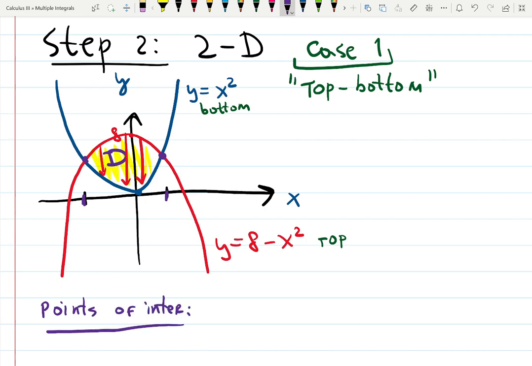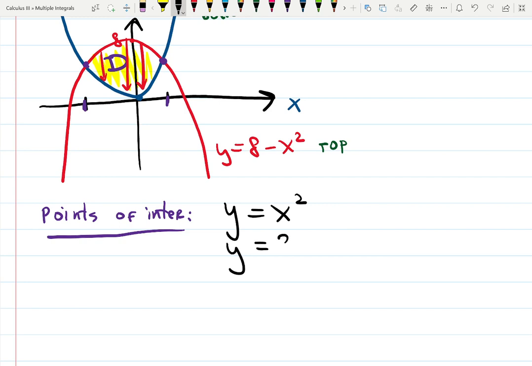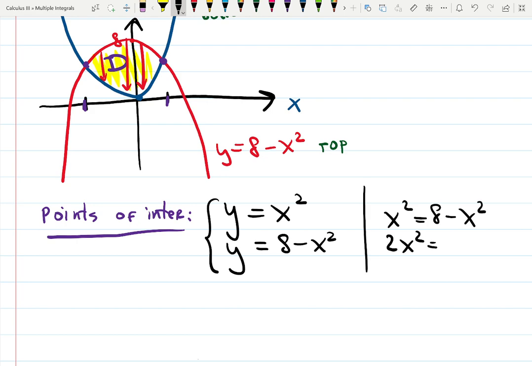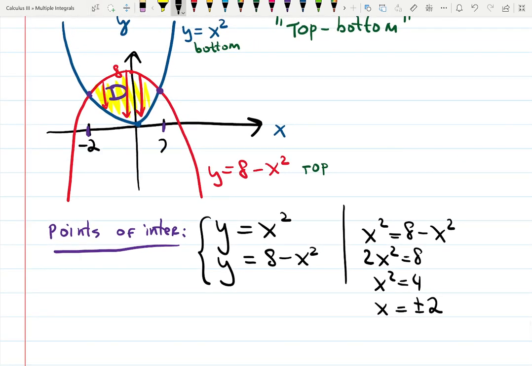How to find these? You just set a system of two equations. y equals x squared and y equals 8 minus x squared. And solve it the way you like it. For example, you can just plug in x squared or set them equal to each other. 2x squared will be 8, x squared will be 4, x will be plus or minus 2. Good job, Panda did not cry today. Minus 2, did not forget about that, and 2.